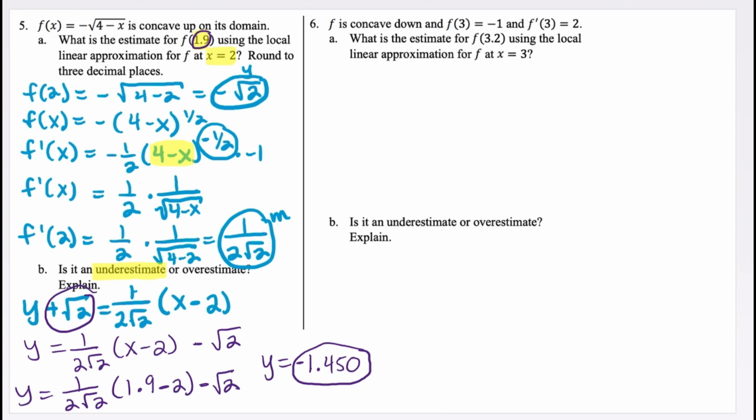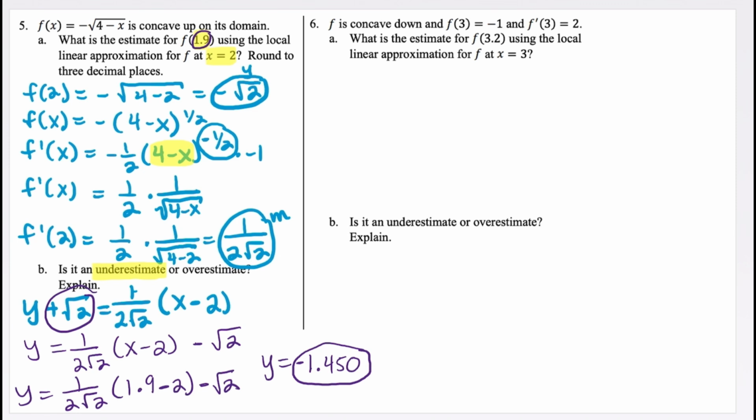All right, now for example 6, it says f is concave down, and f of 3 equals negative 1, and f prime of 3 equals 2. What is the estimate for f of 3.2 using the local linear approximation for f at x equals 3? So I'm going to actually do slope-intercept form on this one just because the numbers are nice and I'm not having to plug them into the calculator or anything.